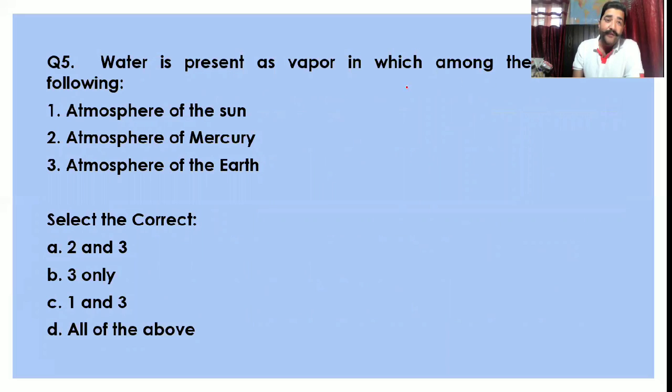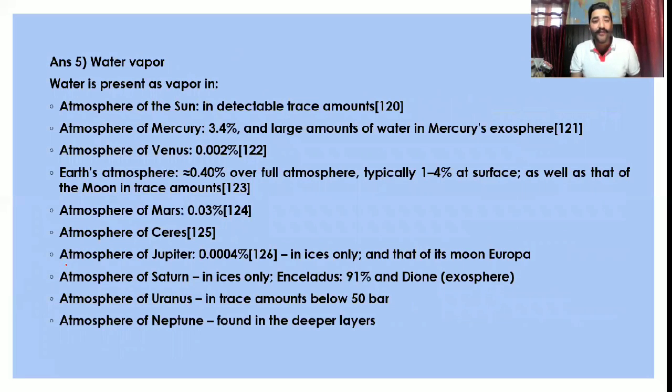Then water is present as vapor in which among the following? Atmosphere of the sun is the tricky option, but yes, in trace amounts it has been found. In trace amounts, even in the atmosphere of sun, water is found. मरकरी में तो है ही और अर्थ में तो हमें पता ही है, तभी हम जी रहे हैं. The numbers for earth might be important in the explanation. कितना है? दिस ईयर ग्राउंड वाटर, सरफेस वाटर के बारे में पूछा गया था, तो क्या पता आज एटमॉस्फेयर वाटर परसेंटेज पूछ ले. एंड सन वाली जो ट्रिकी ऑप्शन थी, इट्स गिवन ओवर हेयर. सो प्लीज बी अवेयर ऑफ दैट.